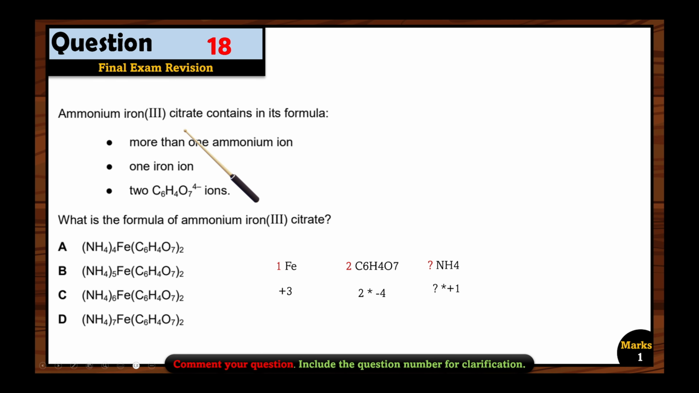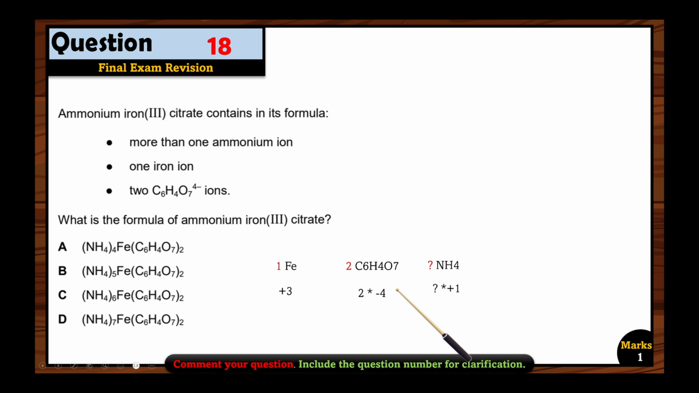Question 18. Ammonium iron citrate contains in its formula more than 1 ammonium ion, 1 iron ion, and 2 citrate ions. Okay, what is the formula of ammonium iron citrate? So now we have 3 ions here. By crossing them, it's not possible to find it, okay? You can get confused with that one. So it's better you just write what is given for you first.